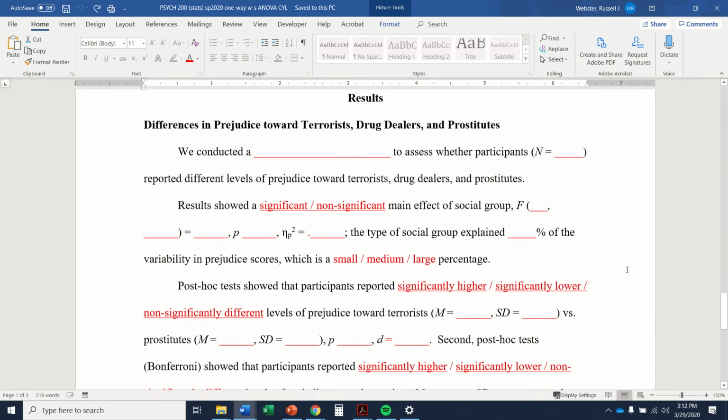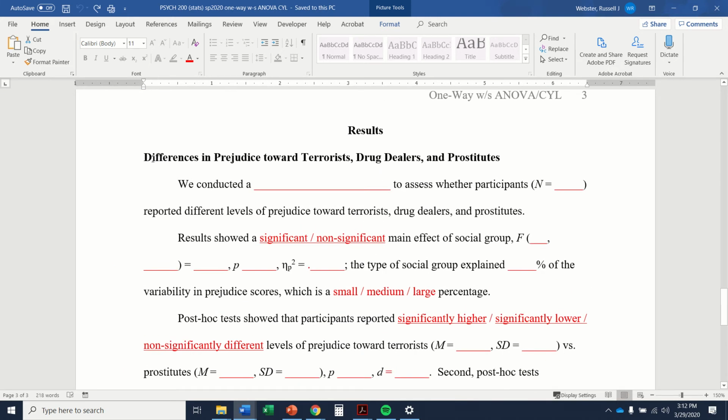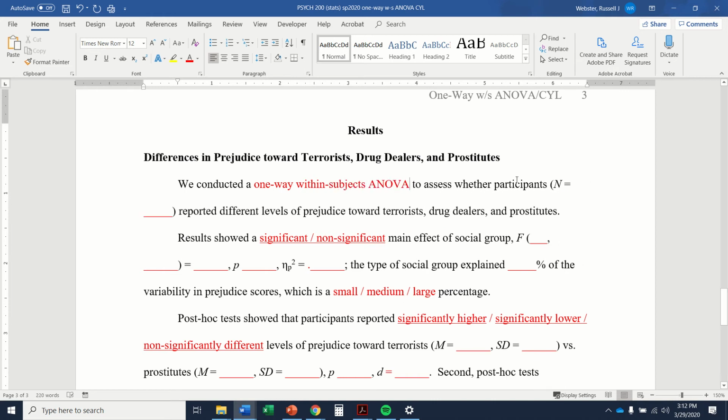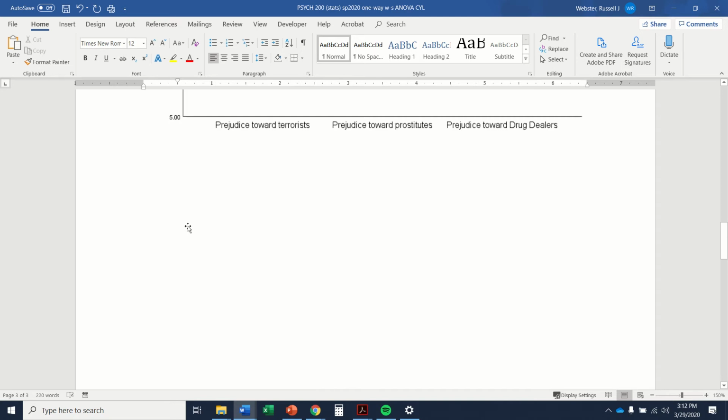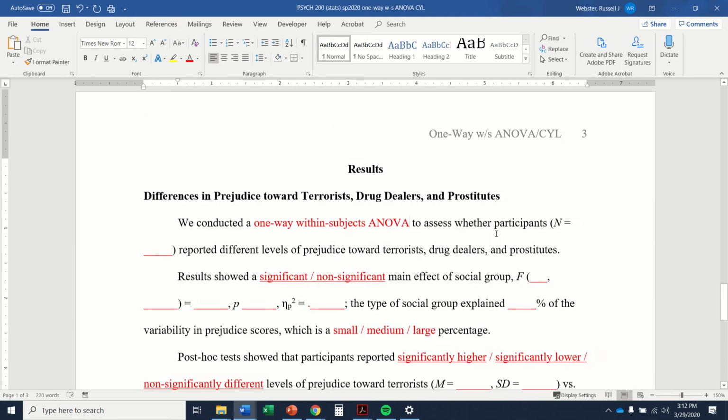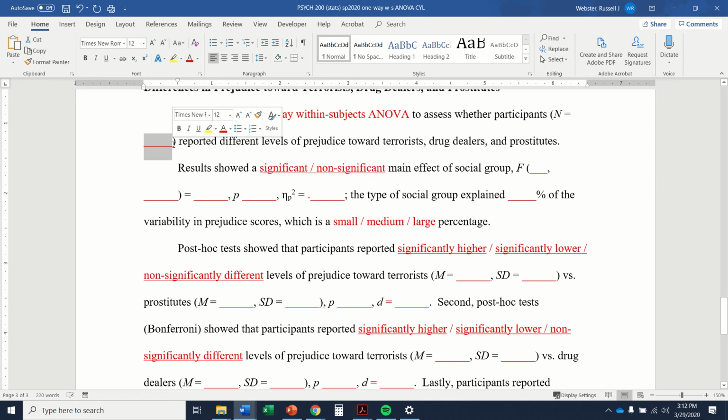So let's get to the first couple paragraphs here. We're looking at differences in prejudice toward terrorists, drug dealers, and prostitutes. For this, we conducted a one way within subjects ANOVA to assess whether participants, and here we need big N. So here N equals 133. So that's whether participants, N equals 133, reported different levels of prejudice towards terrorists, drug dealers, and prostitutes. Right, so that's the first paragraph.